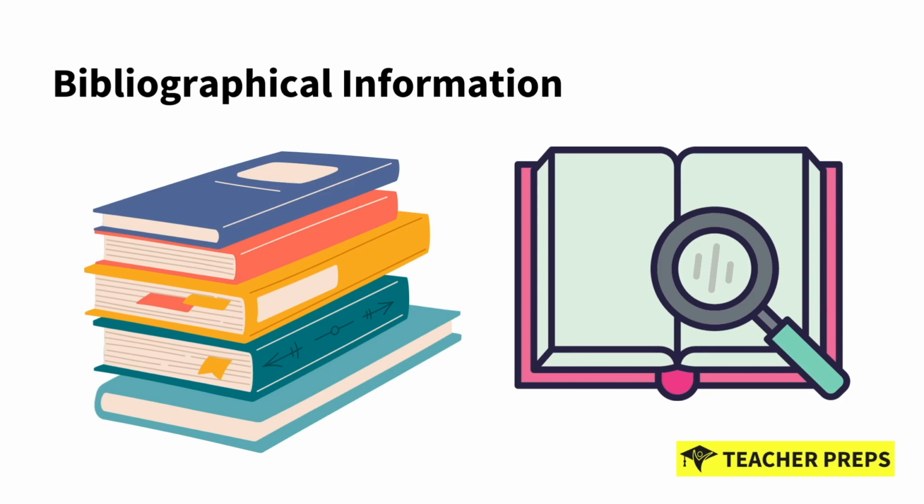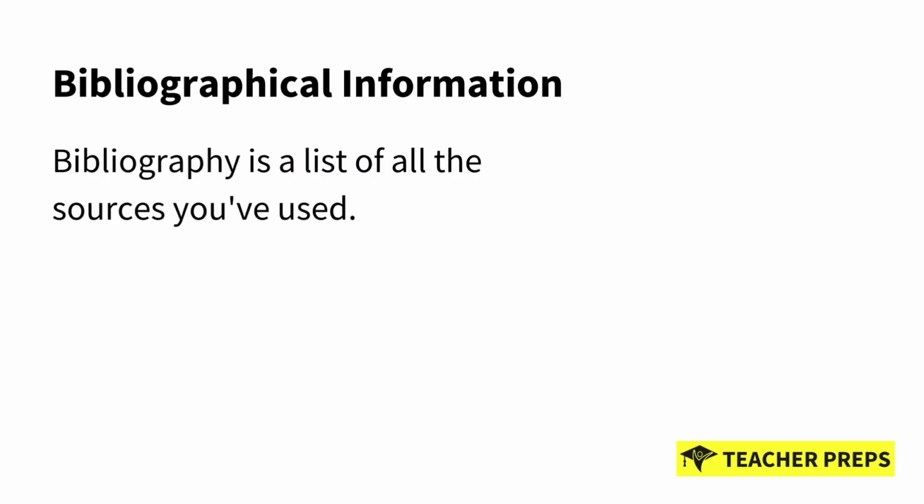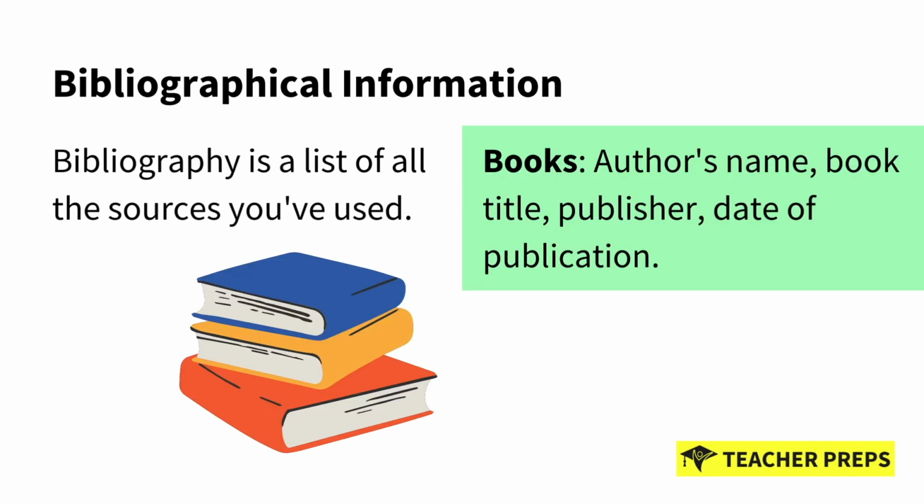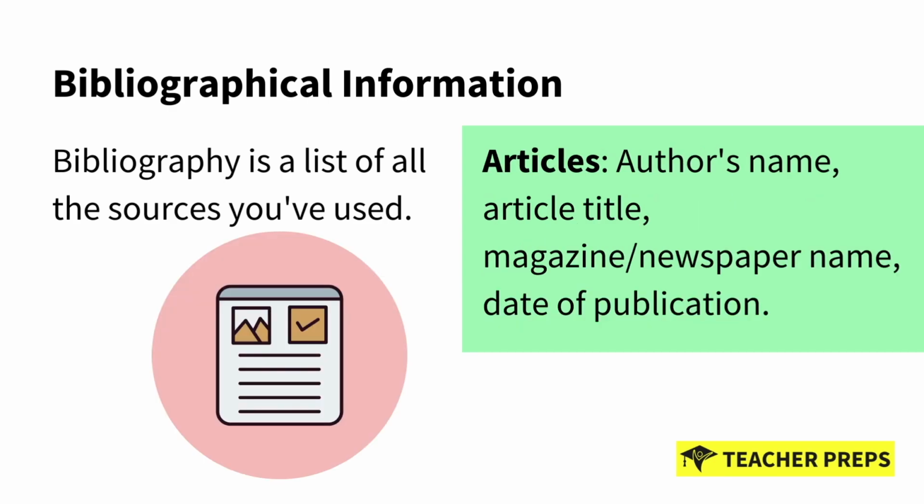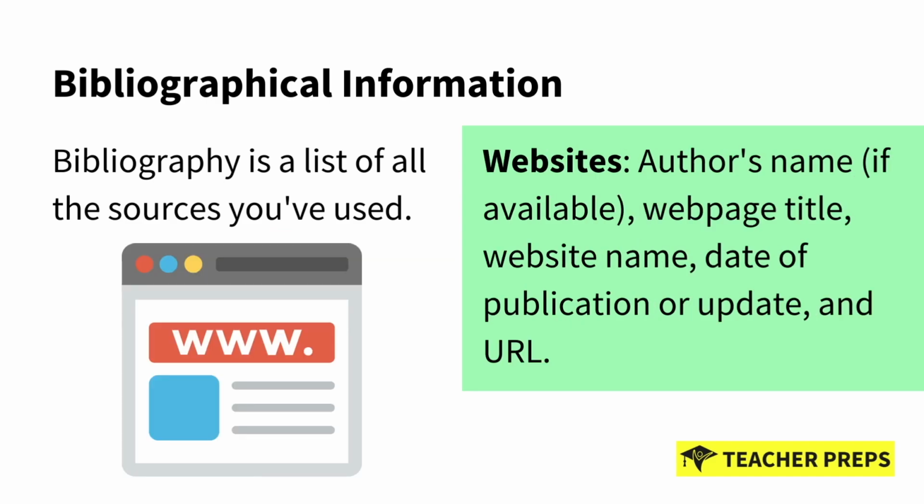Next, bibliographical information. Bibliography, also called works cited, is a list of all the sources you've used. Here are some important details to include. For books, you include the author's name, book title, publisher, date of publication. For articles, include the author's name, article title, magazine or newspaper name, and the date of publication. For websites, include the author's name if available, website title, website name, date of publication or update, and URL.